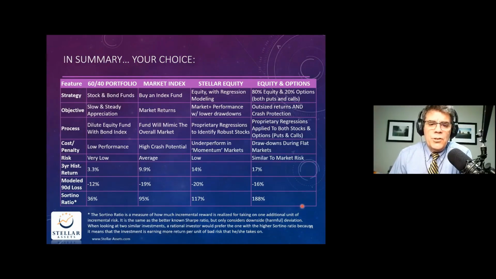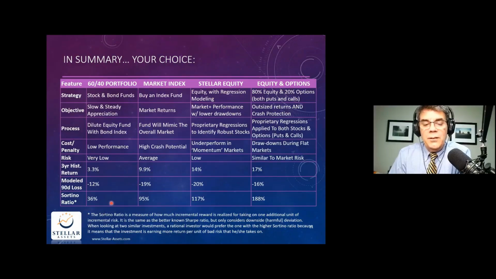The Sortino ratio is a measure of reward divided by risk. In other words, how much incremental reward can I get for an incremental unit of risk? The objective is to maximize the reward for the given level of risk that you choose. The 60-40 portfolio does not do that. 36% is a terrible Sortino ratio.